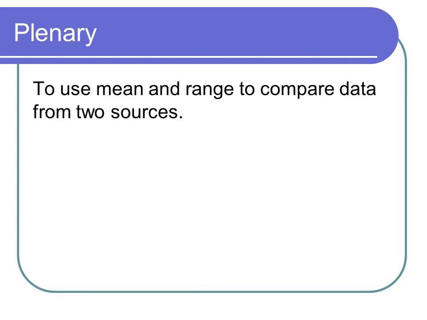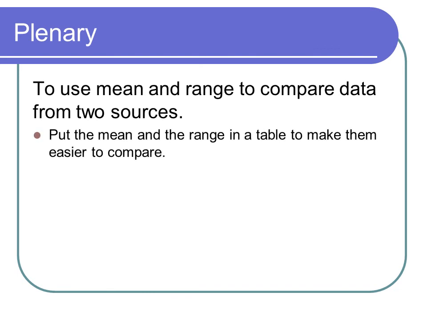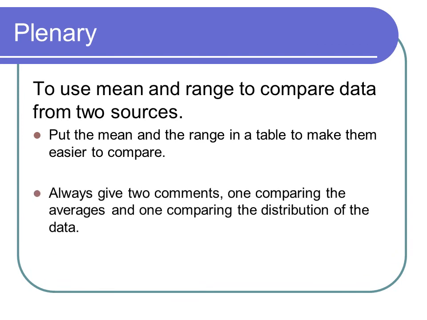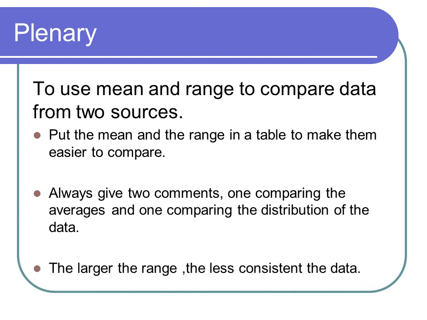As a plenary today, our lesson was to use mean and range to compare data from two sources. Keep in mind that you have to put the mean and range in a table to make them easier to compare. Always give two comments, one comparing the averages, which are the means, and one comparing the distribution of the data, which is the range. And remember that the larger the range, the less consistent the data.